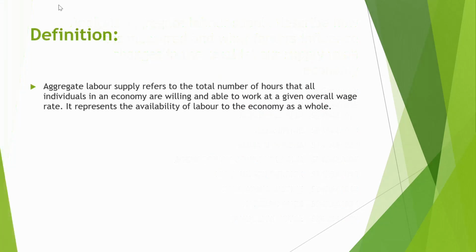So the definition of aggregate labor supply: it refers to the total number of hours that individuals in an economy are willing and able to work at a given wage rate. This represents the availability of labor in an economy as a whole. This concept is used in microeconomics to understand the overall availability of labor that firms can hire in an economy, for example in Uganda's economy, at a given wage rate and period of time.